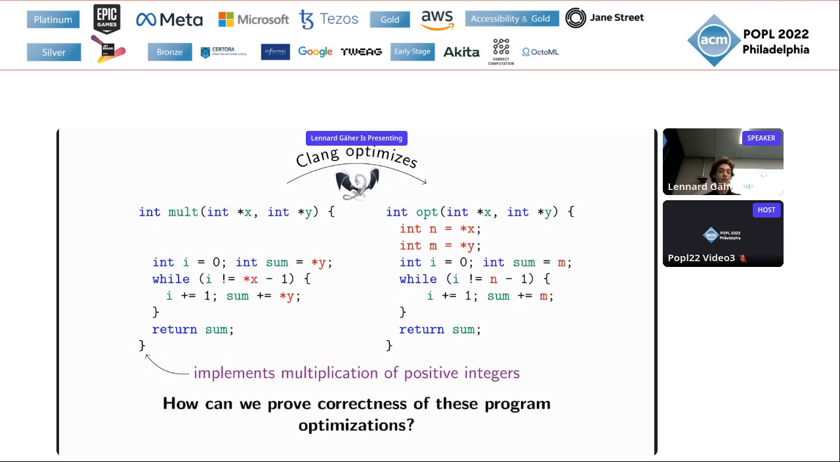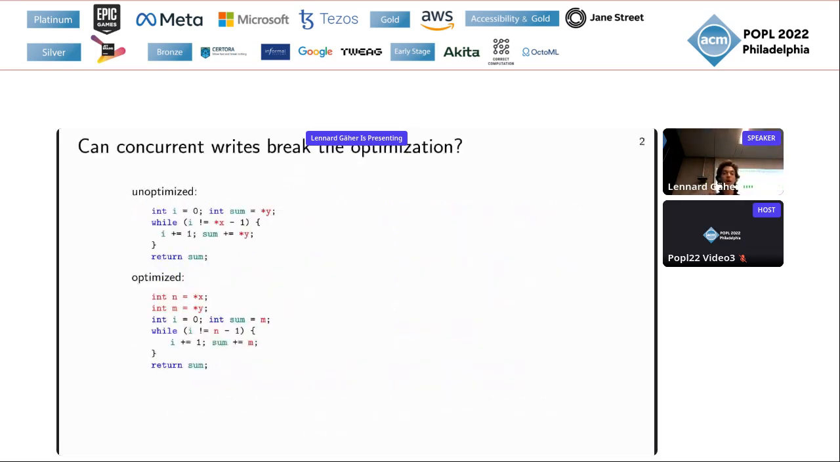Well, in this case, you might think that it is obvious. As long as x and y do not change during the loop, the optimization can easily be seen to be correct. And that clearly holds true in a sequential setting. In a concurrent setting, however, the picture is less clear. You might imagine that some other concurrent thread also has access to x and y and is changing their value by writing to them, such as in the code on the right.